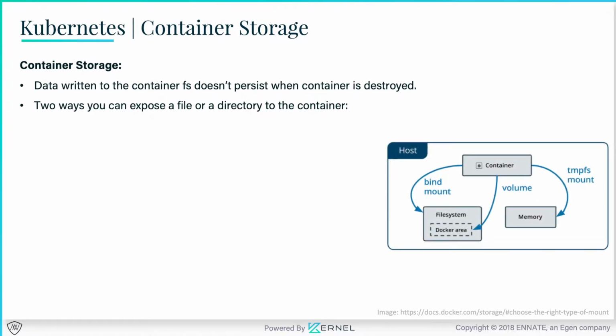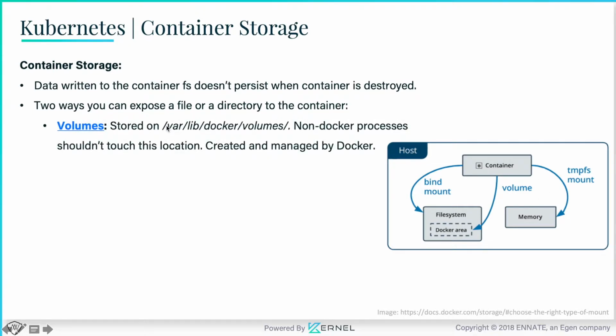So from Docker, not talking about Kubernetes, you have two different ways of handling volumes or storage. One is via volumes, which Docker creates every time you create a volume, in this particular location, /var/lib/docker/volumes. This is on Linux or Unix machines. Ideally, non-Docker processes should not touch this location. It is supposed to be handled by Docker itself, because if you play with this location, you may corrupt the data. It is created and managed by Docker.